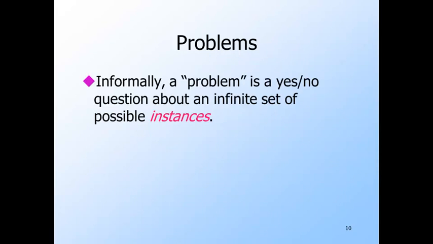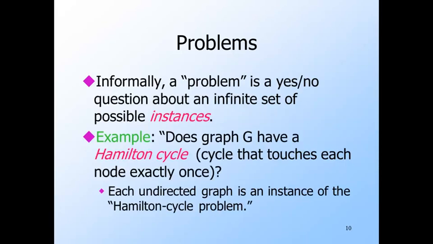Let us introduce the formal concept of a problem. Informally, a problem is a yes-no question about an infinite number of possible instances of the problem. Here's an example of a problem that is actually quite famous, and we'll see why soon. The instances of the Hamilton cycle problem are undirected graphs. There are an infinite number of graphs, of course.